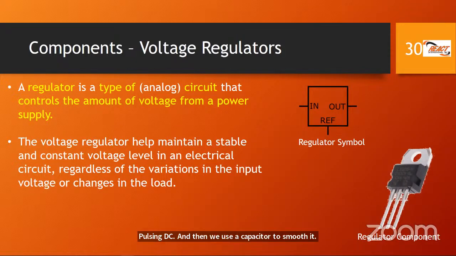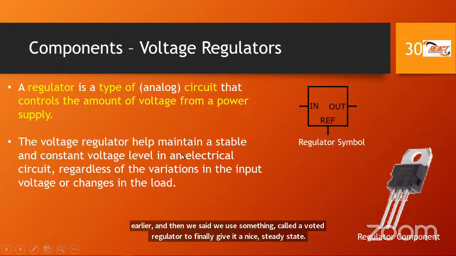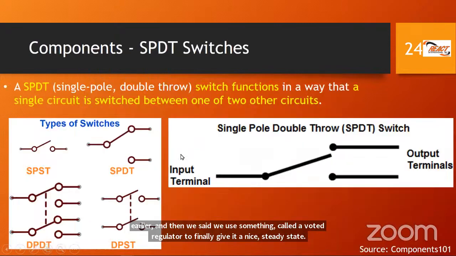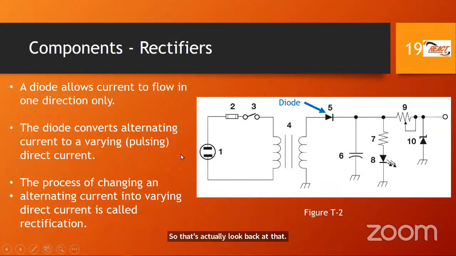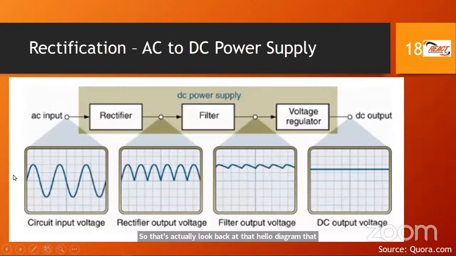And then we said we use something called a voltage regulator to finally give it a nice steady state. So let's actually look back at that little diagram that shows how a power supply works. Right, so you have your house supply coming in from the wall outlet, AC line voltage into your power supply.